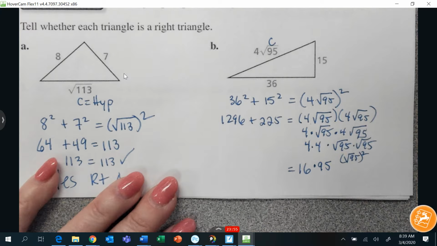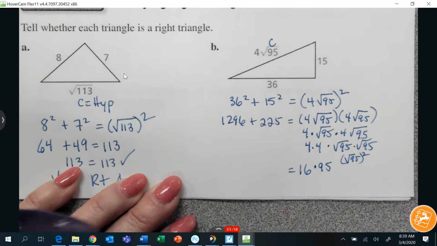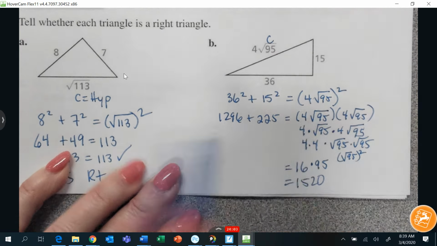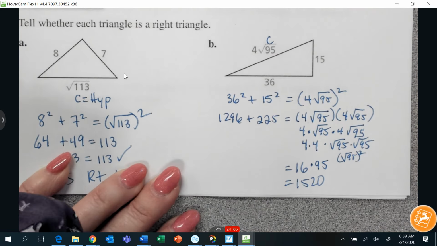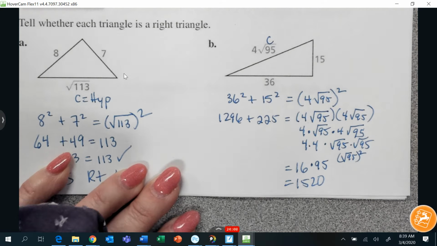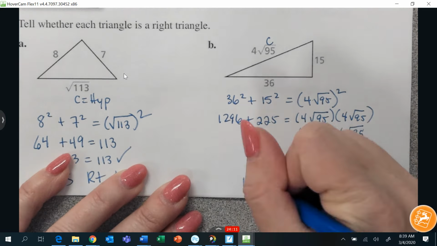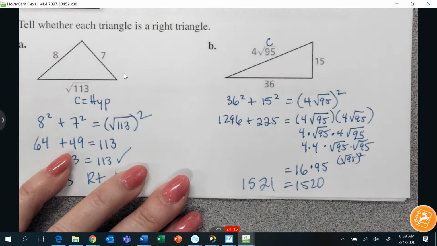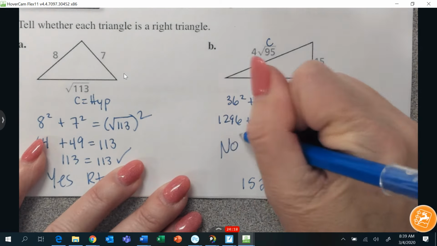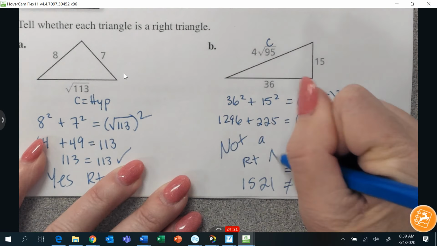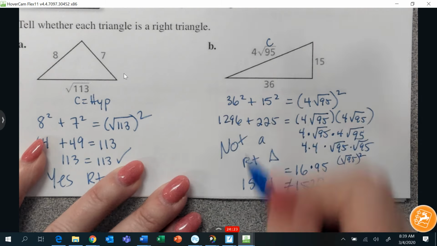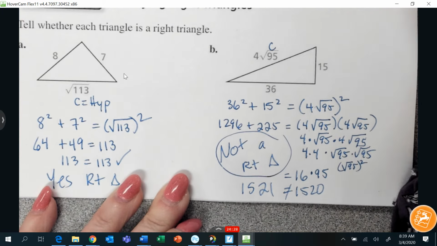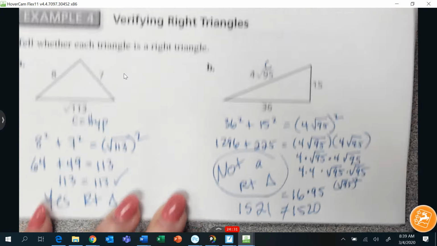Okay, 16 times 95, I don't know. 1520. And then 1296 plus 225 is 1521. What does that tell me? Not a right triangle. That's how the converse works. It tells you if it's a right triangle.